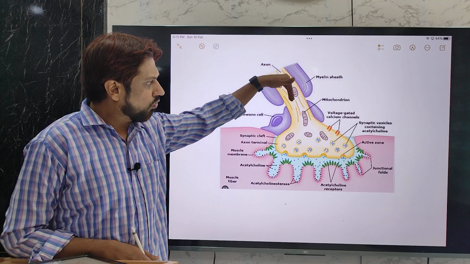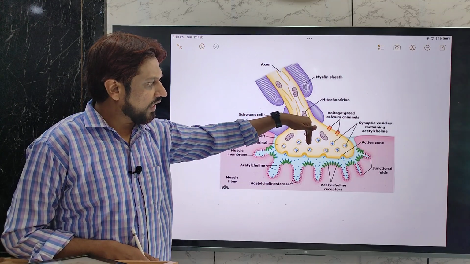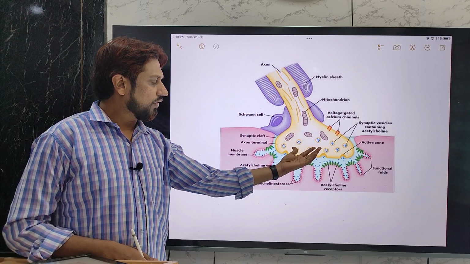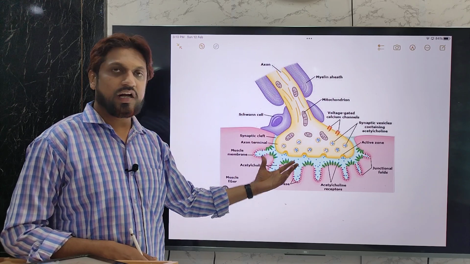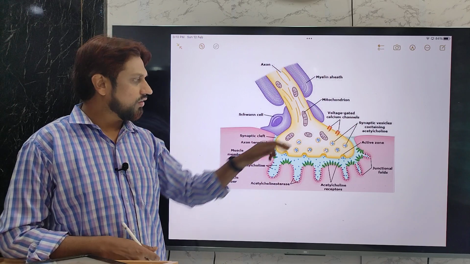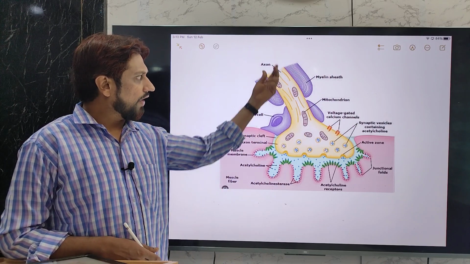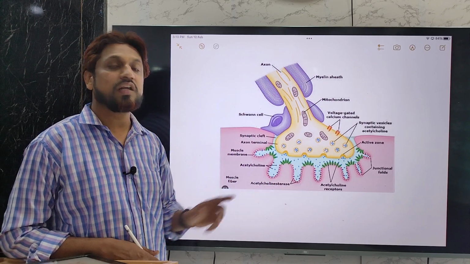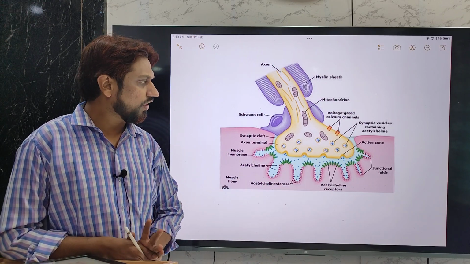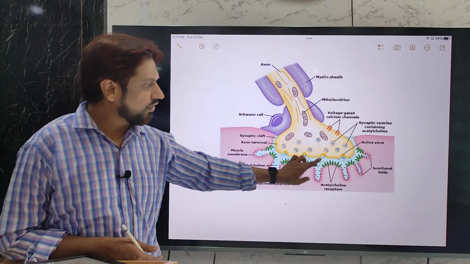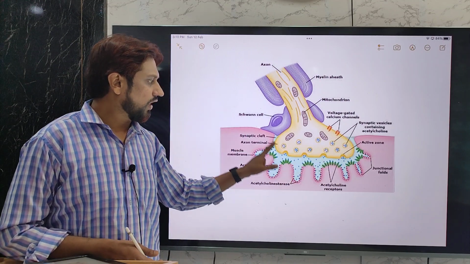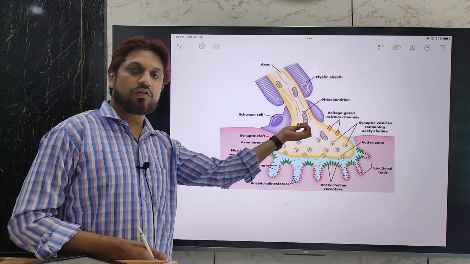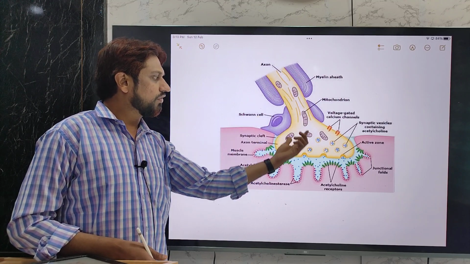This is the neuron which will be ending at the muscle. This junction, where the terminal end of the neuron, that is the axon, ends and unites with the muscle, is known as the neuromuscular junction. So what is the structure here? This space between them is called a synaptic cleft. This pinkish colored thing you are seeing is a muscle, this yellowish colored thing is the axon or the nerve, and this is a myelin sheath.